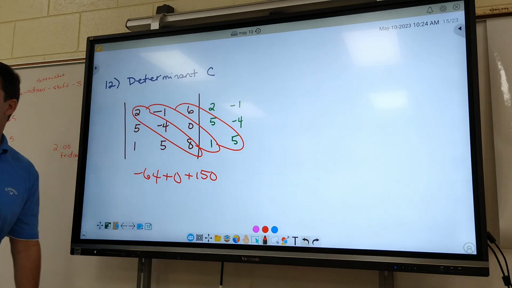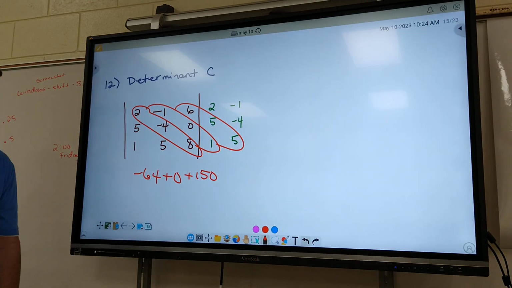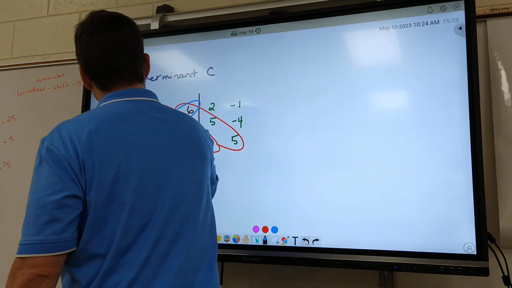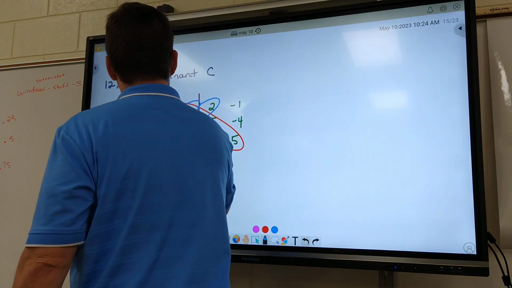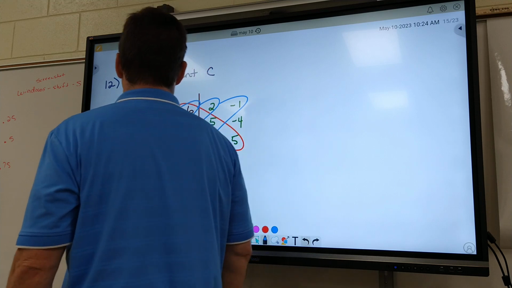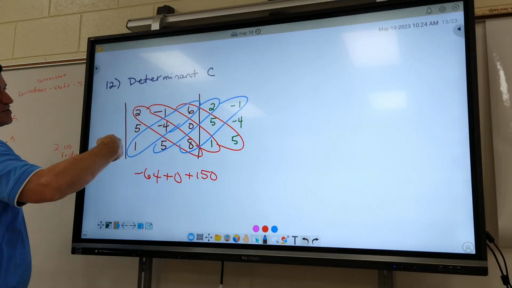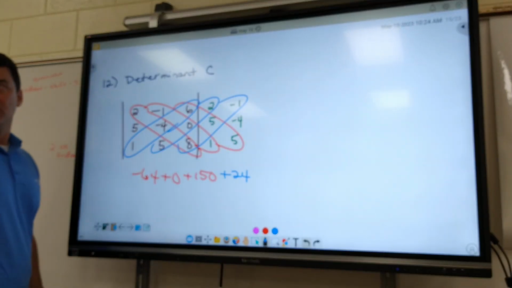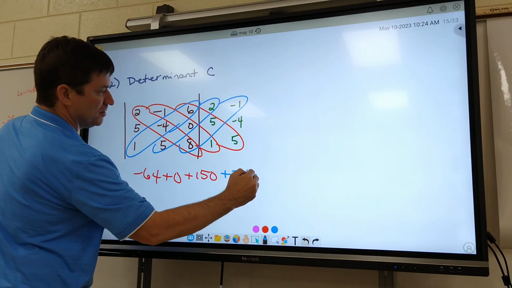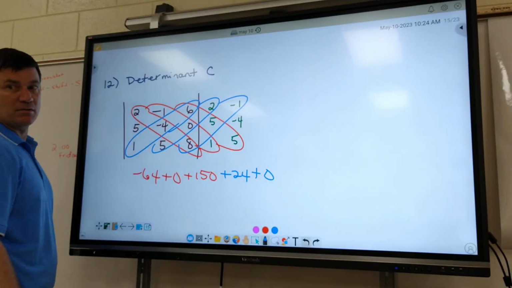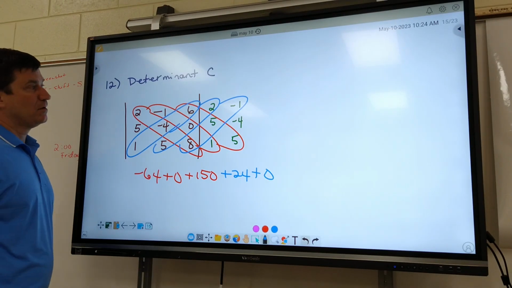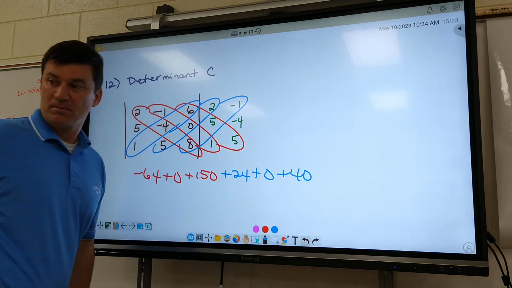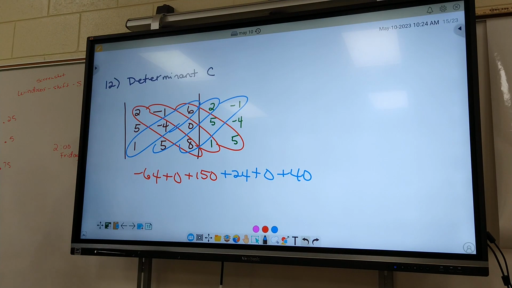Is that correct? Okay. Now, Harlan, there's something special we got to do when we go backwards. You got to flip your sign on all three of these. So, if you look at the first diagonal, that's negative 24. I'm going to write positive 24. Second diagonal is 0. Third diagonal, negative 40. I write positive 40. All right, add them up.